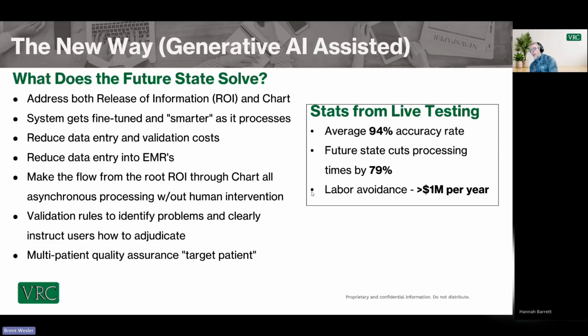So the new way. What were some of the challenges when we looked at this? One, it addresses both the release, the front end piece, and the back end chart piece. It does get smarter as it goes. We've reduced a significant amount of people. We're looking at well over $1 million a year in savings. We're looking at a 79 to 80+% reduction in processing times. It was taking us about 2 minutes to do it. We're now under 30 seconds.